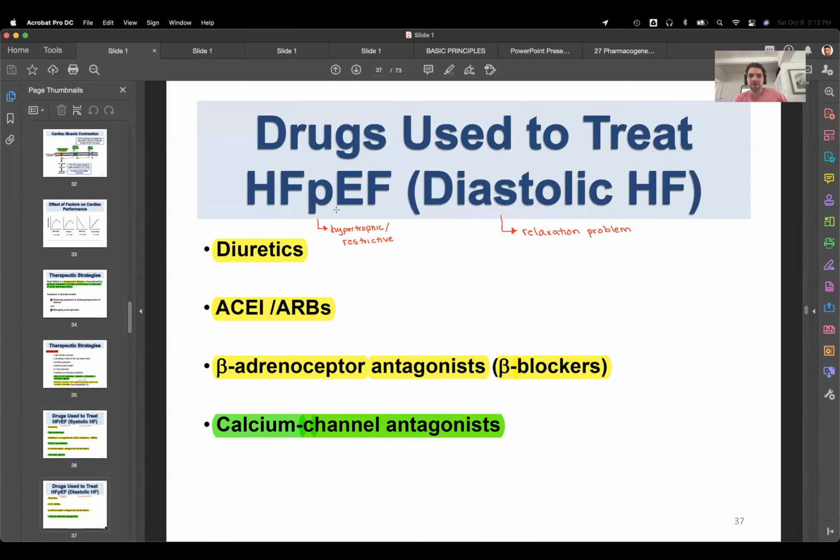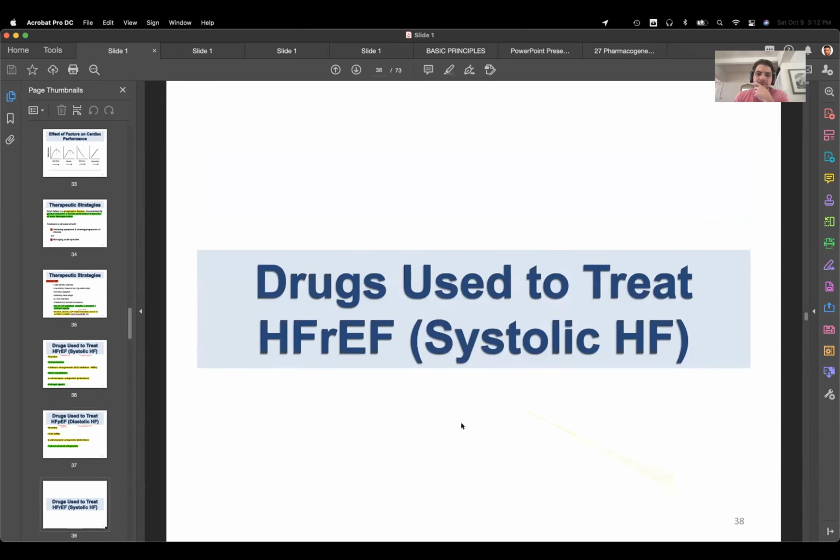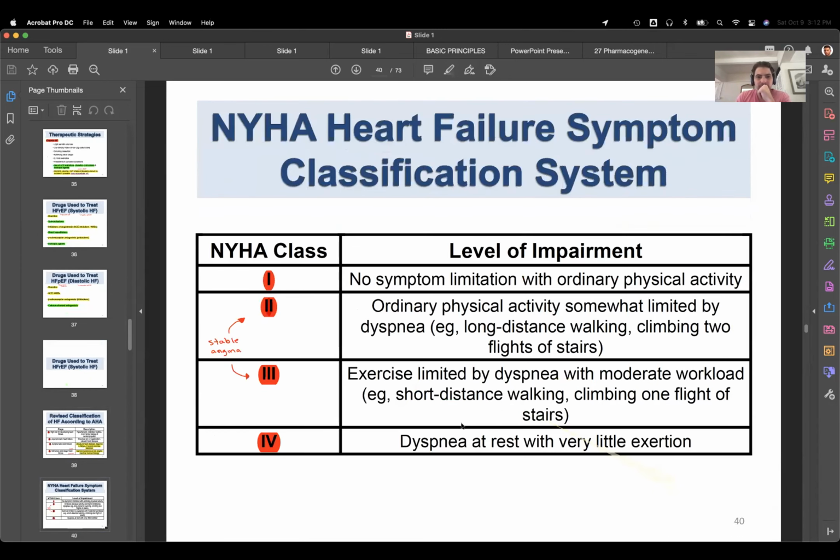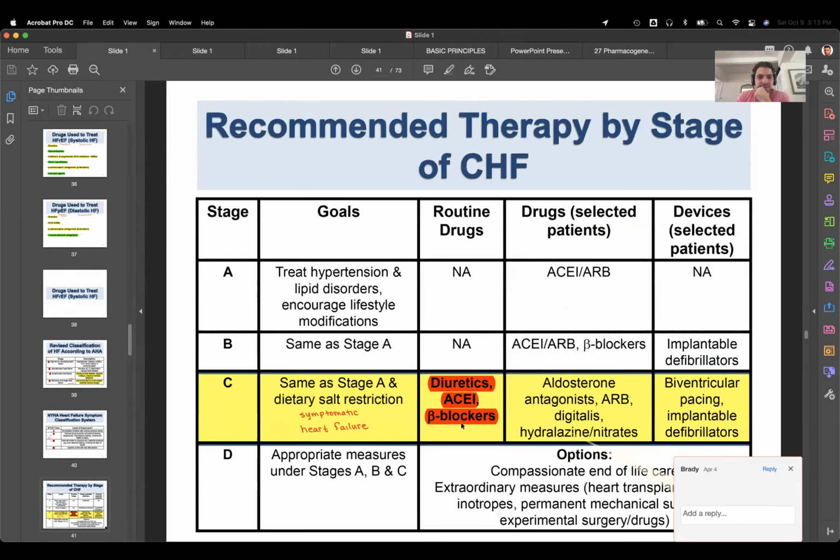Again, so preserved, we're saying that it's a diastolic problem. We want to be able to relax the heart a little bit more so that we can get more blood into it, right? So again, you could use diuretics, ACEs, beta blockers, and the one that you would want to use in preserved ejection fraction is calcium channel blockers, because that calcium blockade will help to relax the heart a little bit more. It'll help it to fill better. All right, good classes, that's fine.